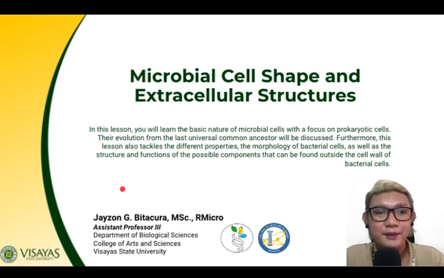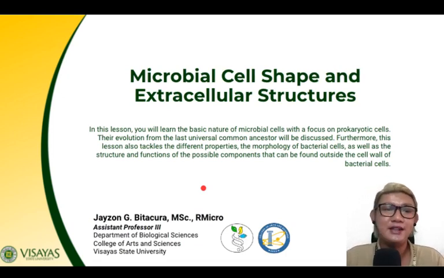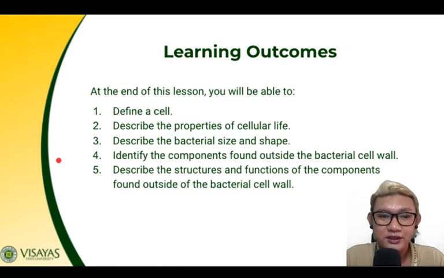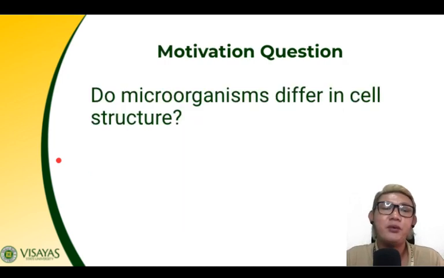Furthermore, this lesson also tackles the different properties and the morphology of bacterial cells, as well as the structure and functions of the possible components that can be found outside the cell wall of bacterial cells. At the end of this lesson, you will be able to define a cell, describe the properties of cellular life, describe the bacterial size and shape, identify the components found outside the bacterial cell wall, and describe the structures and functions of the components found outside of the bacterial cell wall.